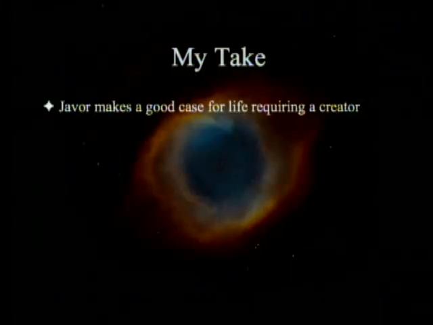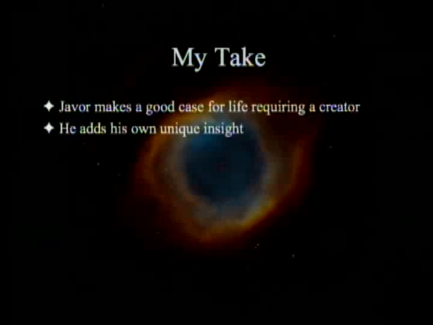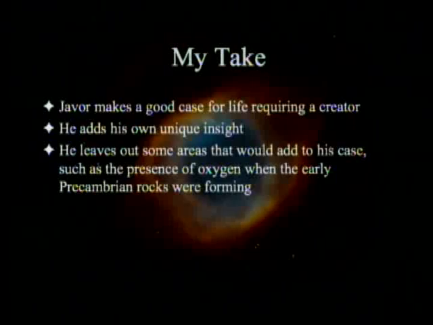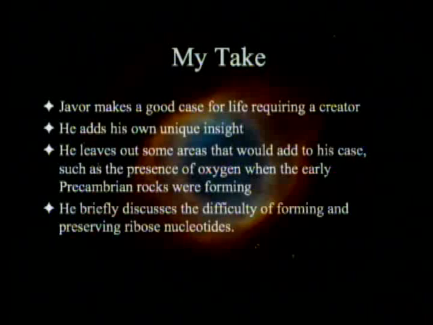My own review of this particular chapter is that Javor, I think, makes a good case for life requiring a creator. He adds what I consider a unique insight, talking about equilibrium. He leaves out some areas that would add to his case, such as the presence of oxygen when the early Precambrian rocks are forming, which we've talked about. And he very briefly discusses the difficulty of forming and preserving ribose nucleotides, which I think is really important. If you're going to have an RNA world, you have to have RNA first. And to get RNA, you have to have components of RNA, and they have to be in fairly substantial concentrations, and that just doesn't happen in these kinds of spark experiments.